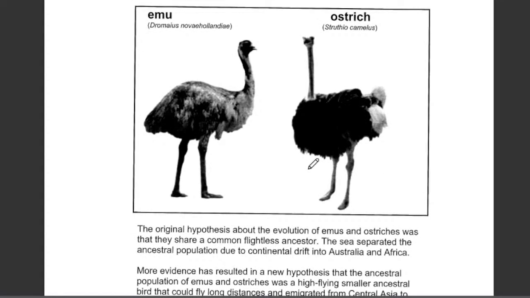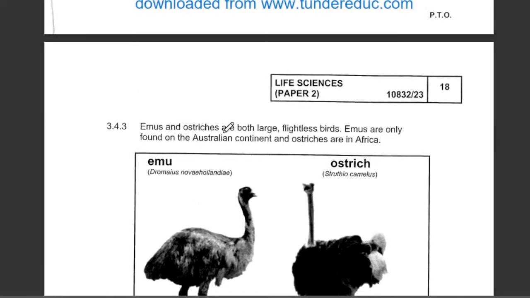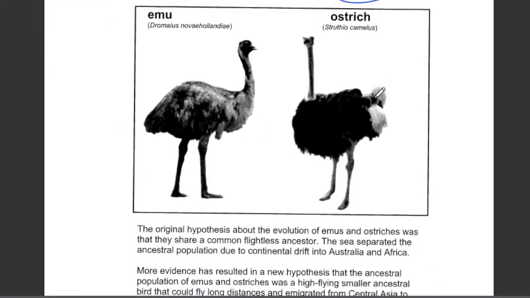Then the next question, the second last question, they are saying that too much reading. Okay, that emus and ostrich are both large flightless birds. Emus are only found in the Australian continent, and then ostrich are found in Africa. All right, tell us the story. We are listening. Okay, this is the emu, this is ostrich.